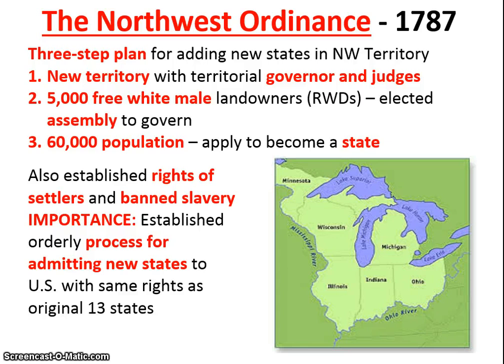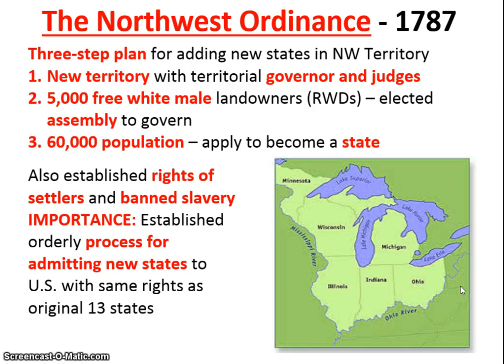When the population of that territory reaches 5,000 free white male landowners, so again, there's our RWDs, they have to be landowners, then those people can elect an assembly to govern them as a territory. And finally, when they reach a total population of 60,000, they can apply to become a state. The Northwest Ordinance also established the rights of settlers in territories, and it banned slavery in the Northwest Territory.